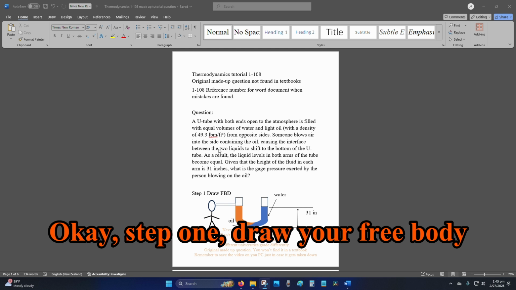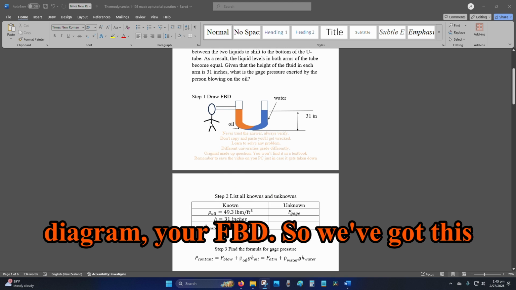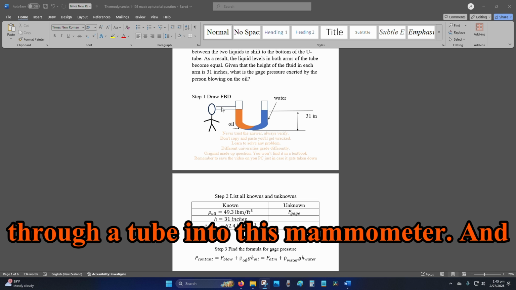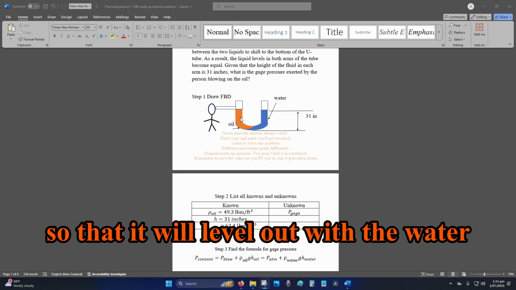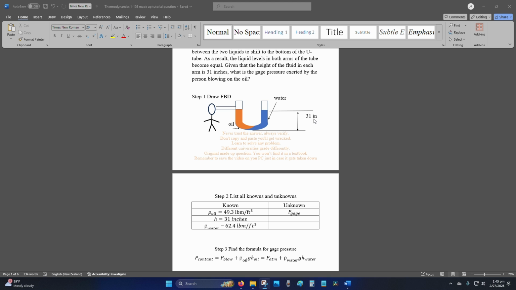Okay. Step 1. Draw your free body diagram, your FBD. So we've got this person who is blowing through a tube into this manometer, and the pressure is pushing the oil so that it will level out with the water at a height of 31 inches.